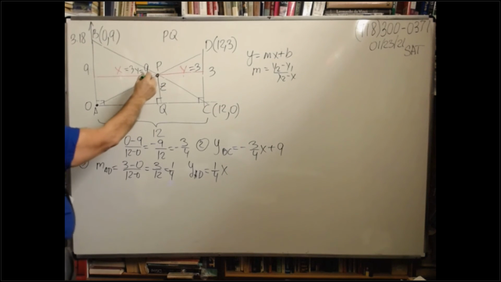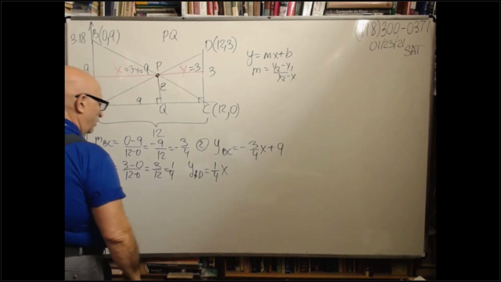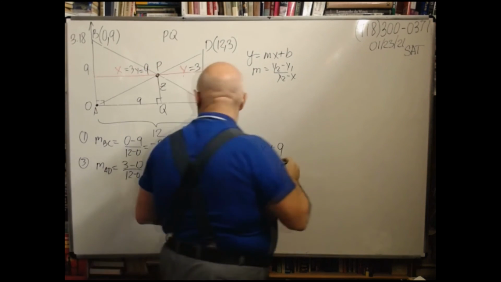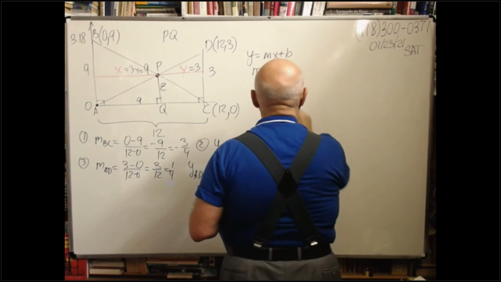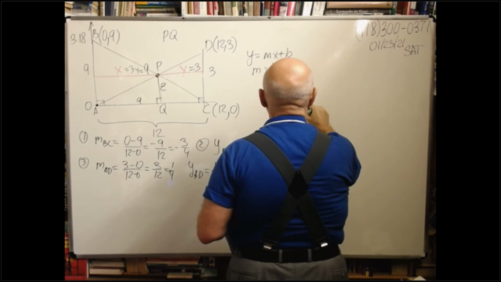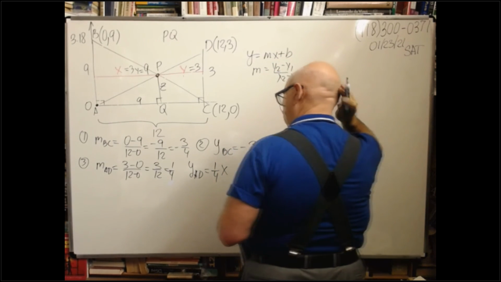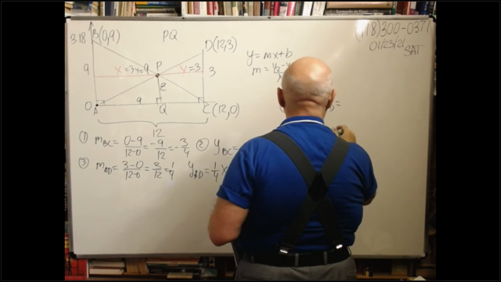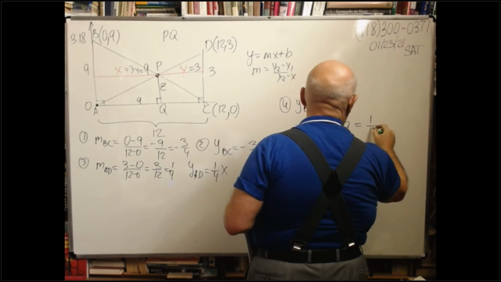Since at the point of intersection the y's are the same, you can write that y BC equals y AD. So y BC, step number 4. y BC equals y AD, equals negative 3 over 4x plus 9 equals 1 over 4x.